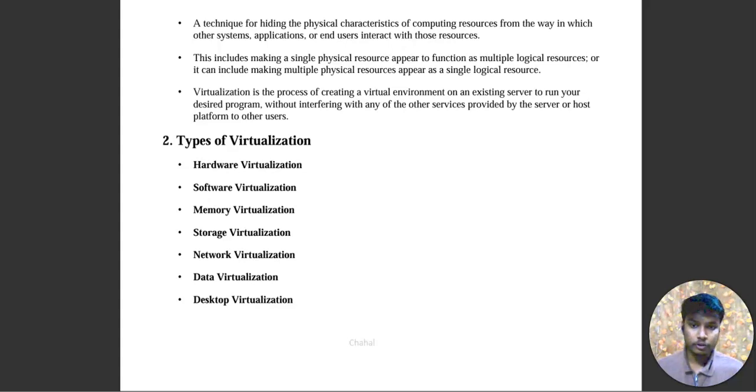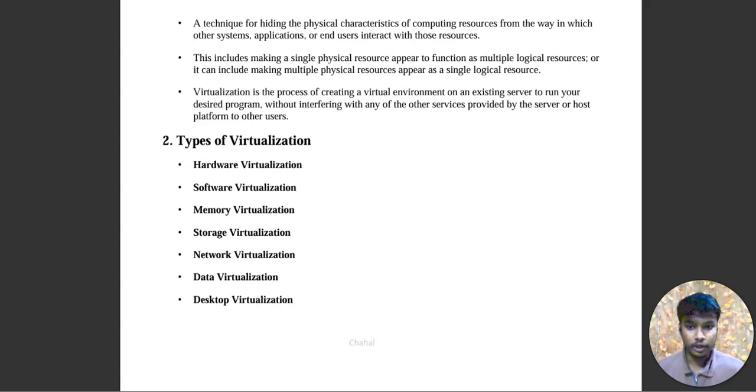Good afternoon, everyone. Today we are going to discuss a topic in cloud computing, that is virtualization. So, what is virtualization? It is a technique for hiding the physical characteristics of computer resources from the way in which other systems, applications, or end users interact with those resources.